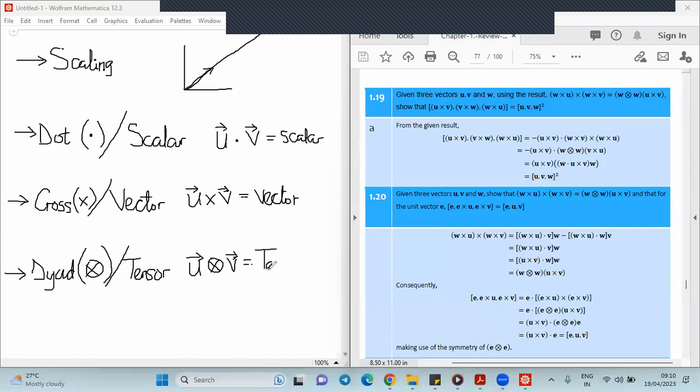So when you see dots, you're expecting your answer to be a scalar. When you see cross, you're expecting your answer to be a vector. When you see dyad, you're expecting your answer to be a tensor. I hope I didn't mix that up, but this is basically it. So that's that for now. Is there any question before I move on to question 1.19? I'll give like a minute for that.